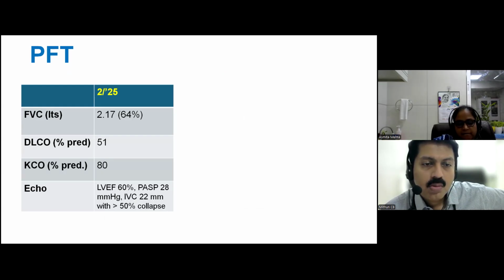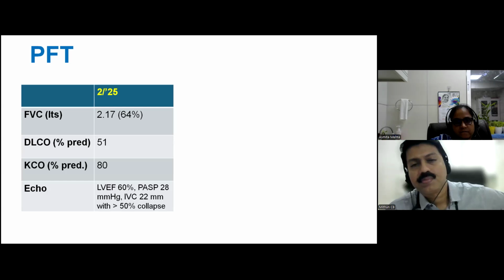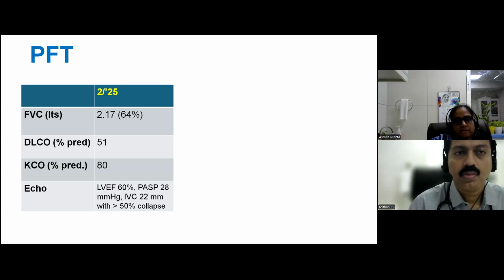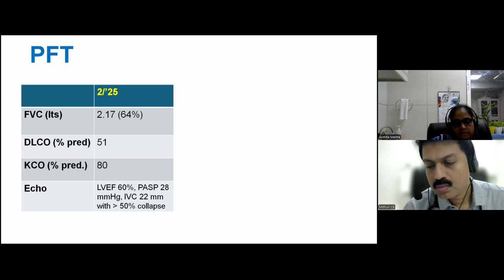So there's a family history, and this is the only lung function we have: 64% vital capacity, DLCO predicted, KCO 80% predicted, and a normal echo. Next slide.